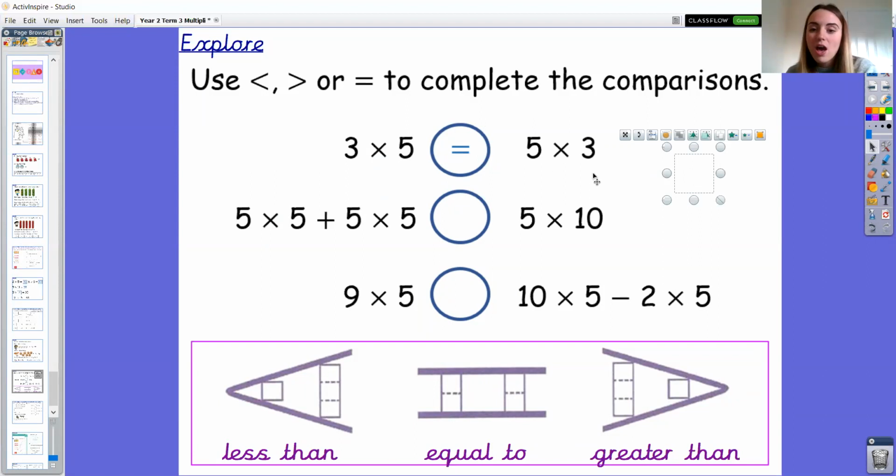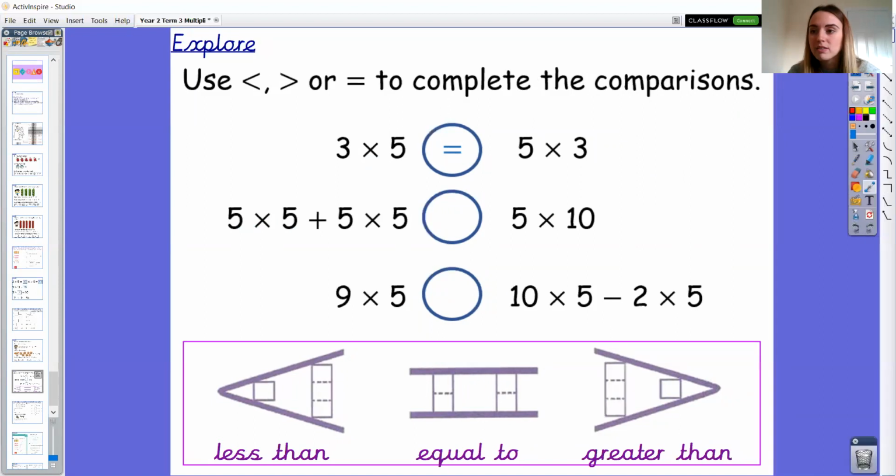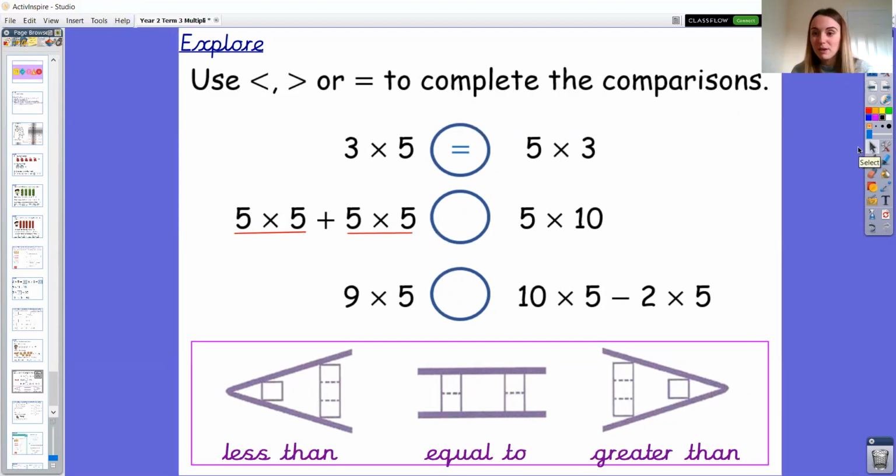Brilliant. Okay, so I wonder if you can pause the video to now have a look at the next one. 5 times 5 add 5 times 5, compared with 5 times 10. So here you need to solve 5 times 5 first of all, and then add the total to 5 times 5 again, which of course will be double. So solve that first and then compare the multiplications.